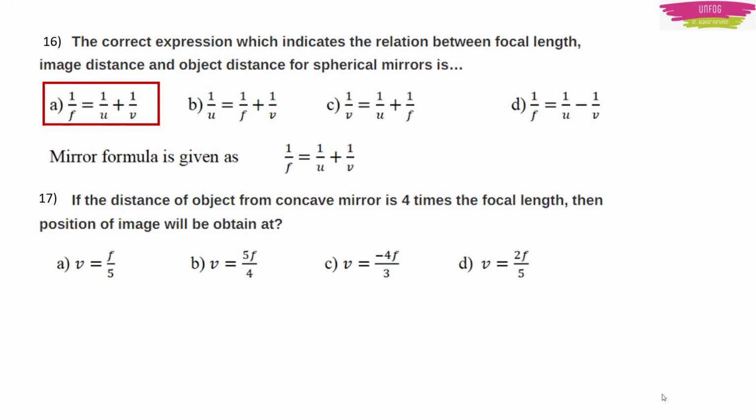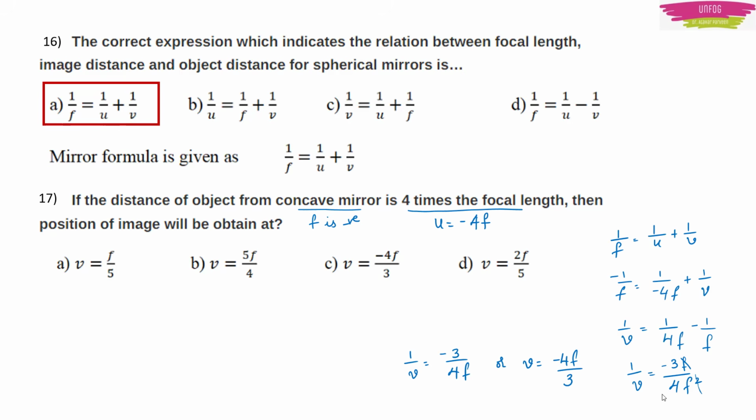Next question, if the distance of object from concave mirror is 4 times the focal length, then position of image will be obtained at. So they are telling that the distance of the object from concave mirror is 4 times the focal length. You have to find v. They have given you u. They have given that u is equal to 4 times f. Now you have to find v. It is very simple, right?